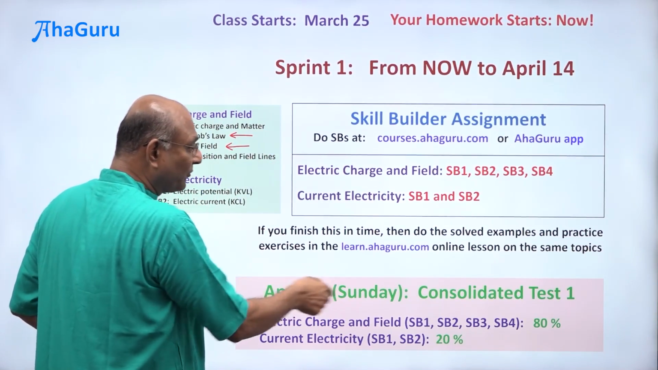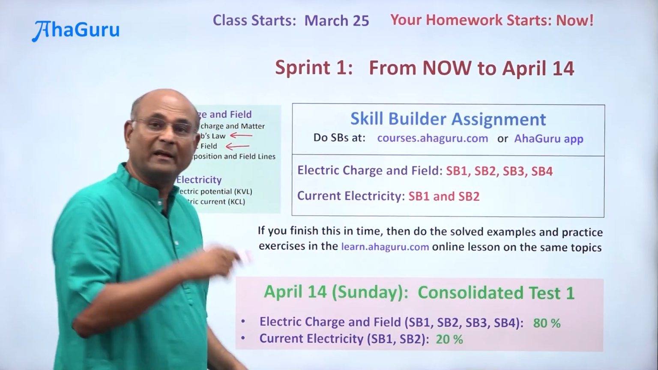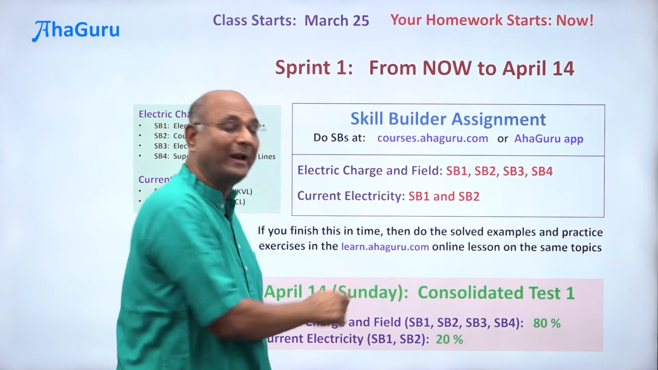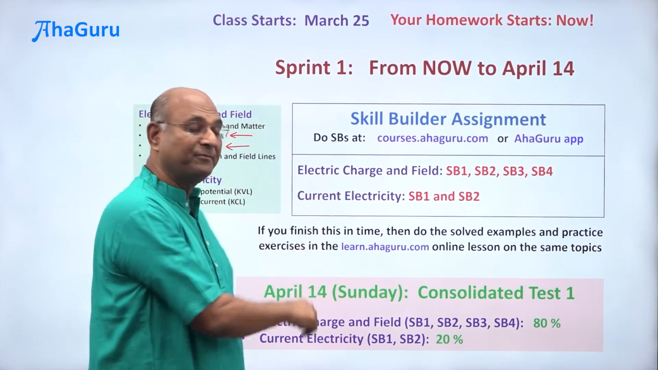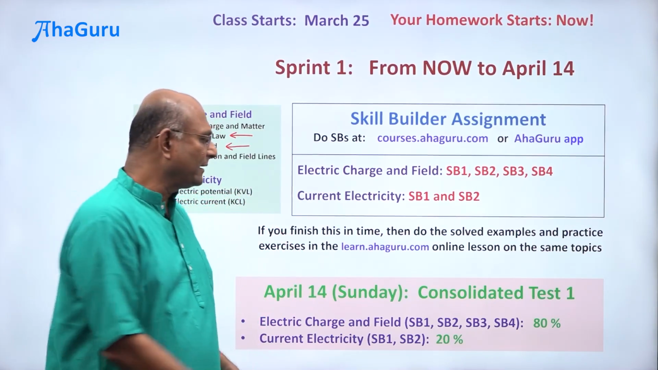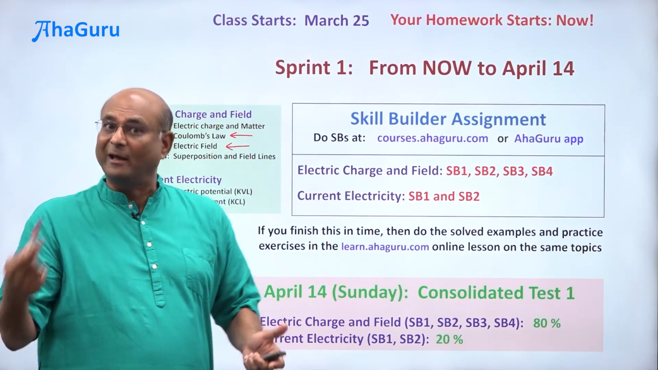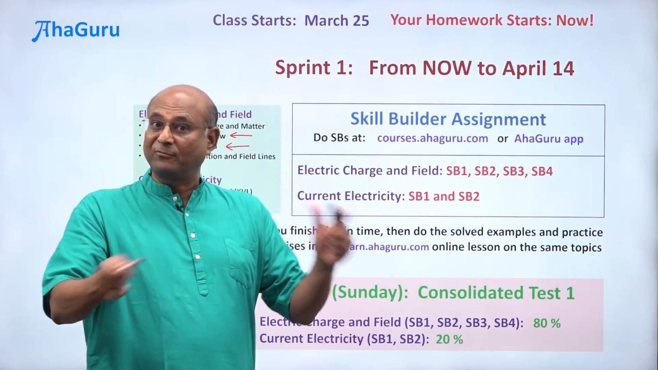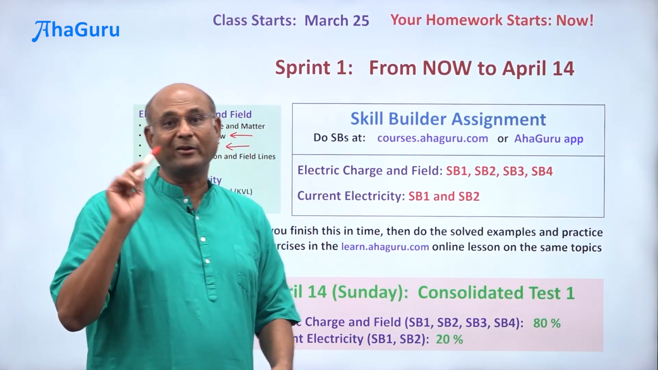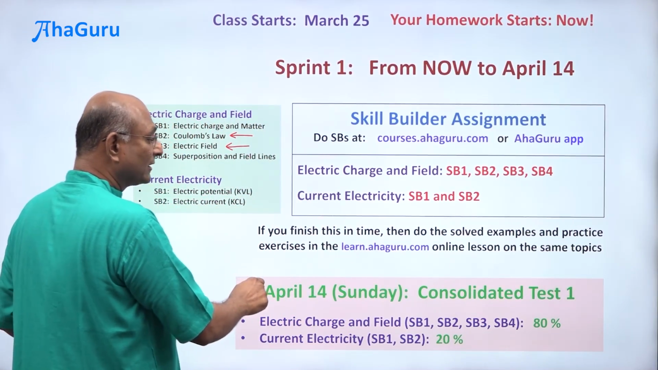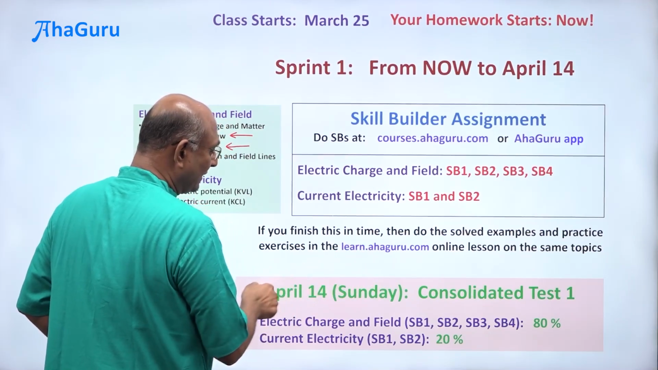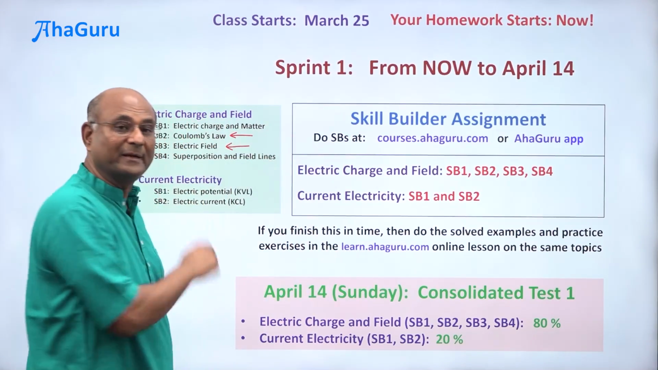On April 14th, Sunday, and every time we have a sprint ending, you will have a consolidated test. It will have physics, chemistry, math, or if you're taking biology, physics, chemistry, biology, or all four, depending on what you have taken. So for consolidated tests, you will basically have to do all topics, right?